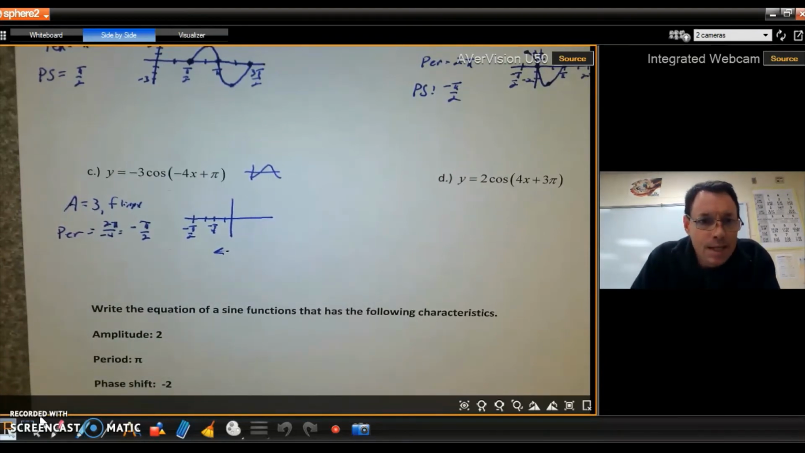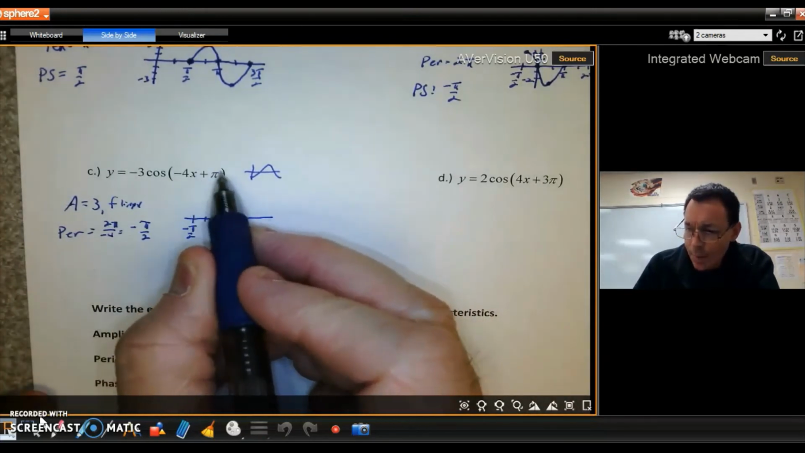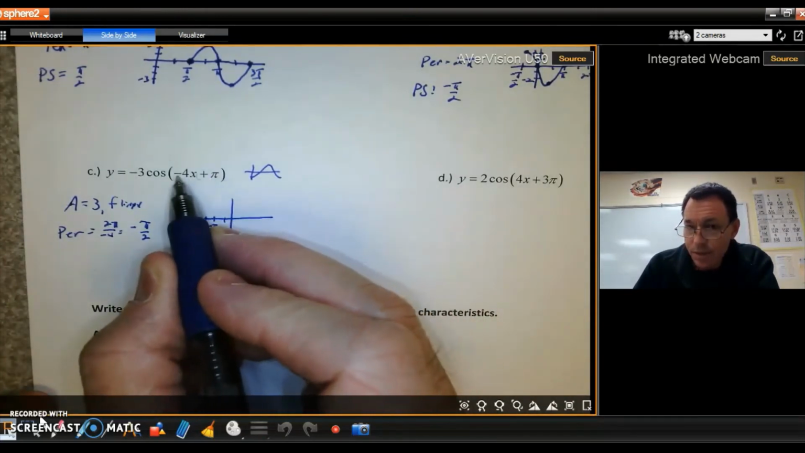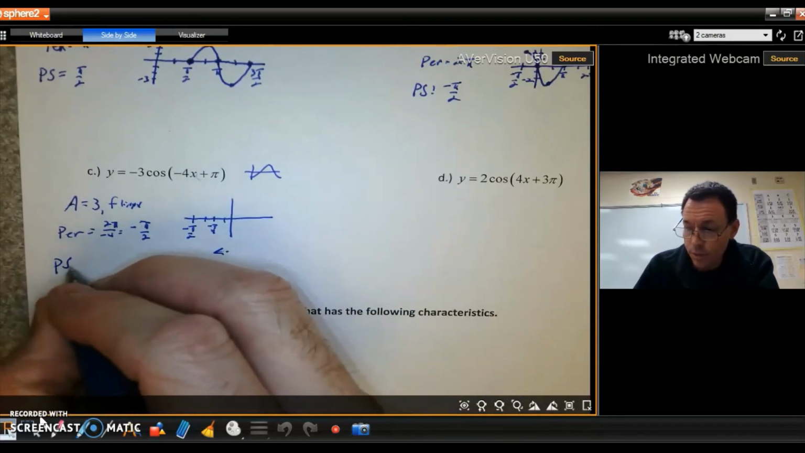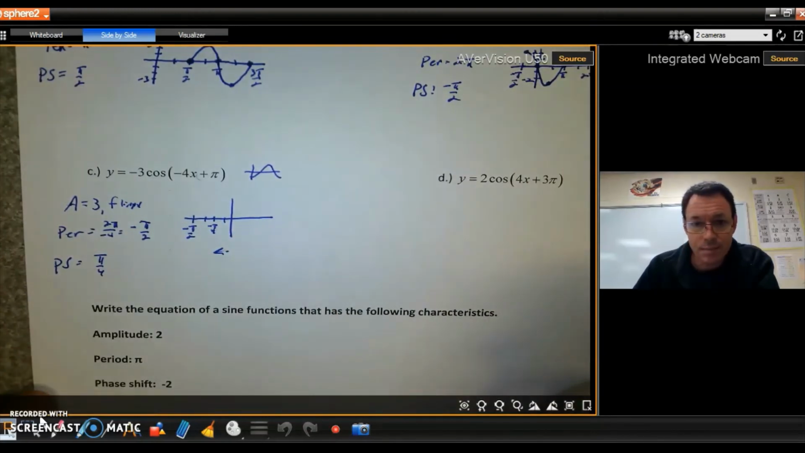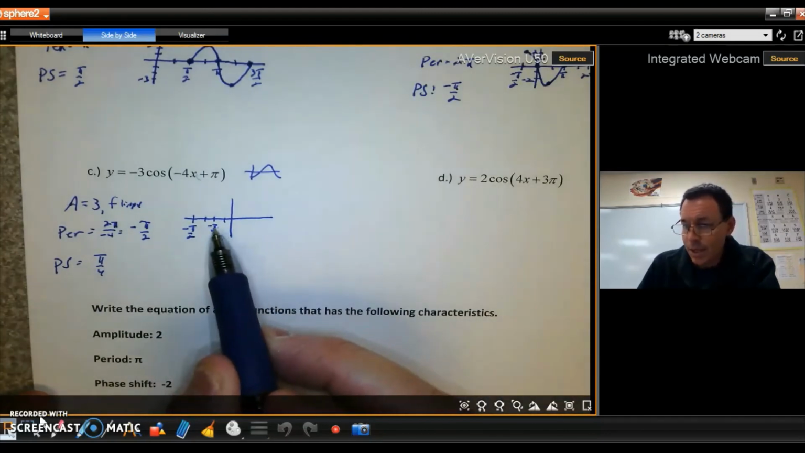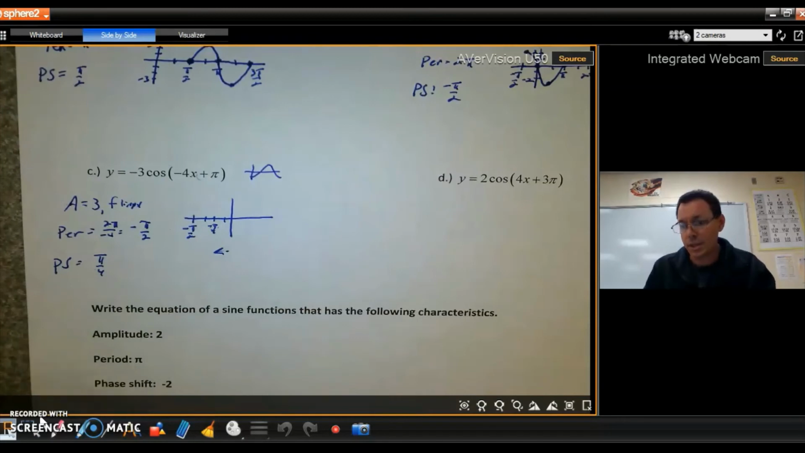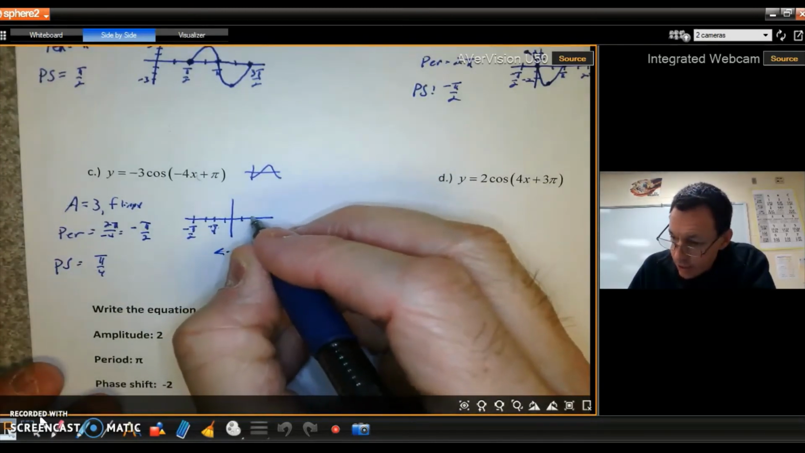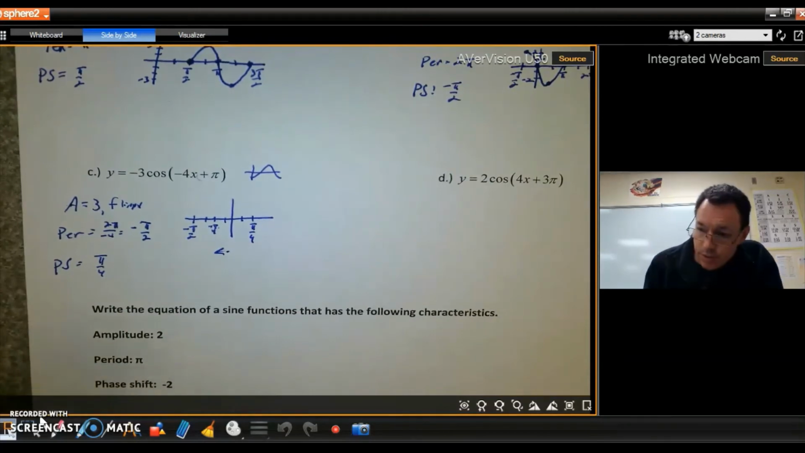All right. Now, it's got a phase shift as well. So let's take a look at that. Remember, it's the opposite of this divided by this. So negative pi over negative 4. So that's going to be pi over 4. So our phase shift is positive pi over 4. So let's figure out what that means as far as our x-axis goes. Here's negative pi over 4. It's 2 increments to the left. So I just need to go 2 increments to the right, and that's pi over 4. So that's where this graph's going to start.